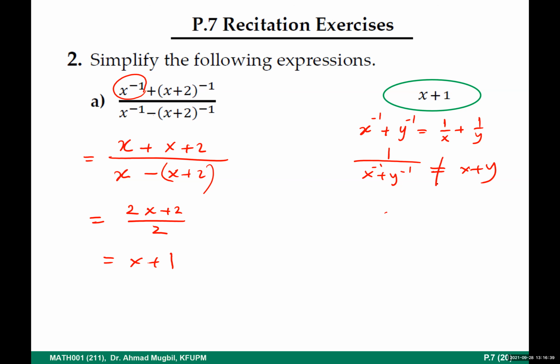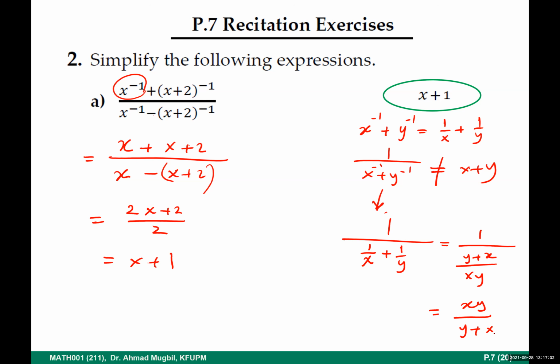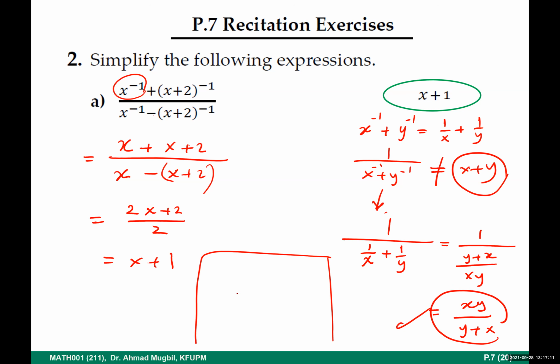How to show that it is not correct? Let's simplify. What is x to the power negative 1? It is 1 over x, plus 1 over y. The LCD here is xy, and here it will be y plus x. So it will be xy over y plus x. Look, what is it equal to? Not this one. Now this is correct. This is what you have. The mistake is coming from applying what is for multiplication to addition.